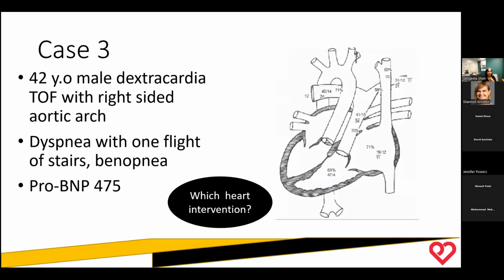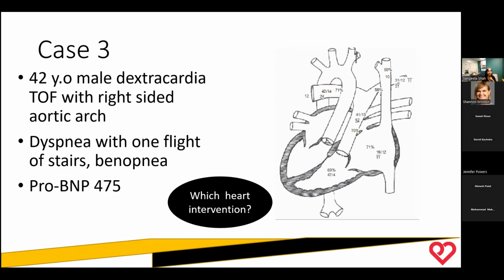So, another reason, looking under the hood, is what cardiac intervention should I have and how should I piece it together? This is a 42-year-old male with dextrocardia. That's why the heart's pointing to the right in this picture. He was born with tetralogy of Fallot. He has a right-sided aortic arch. He was having significant dyspnea and bendopnea. Every time he bent down to put on his shoes, he'd get short of breath.